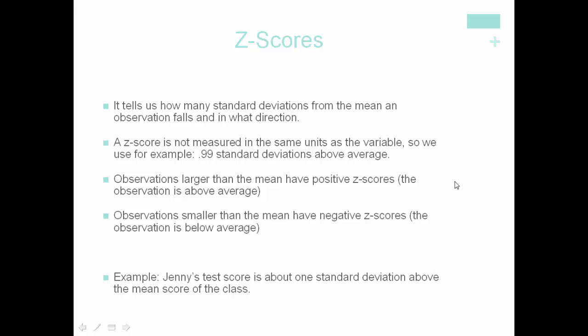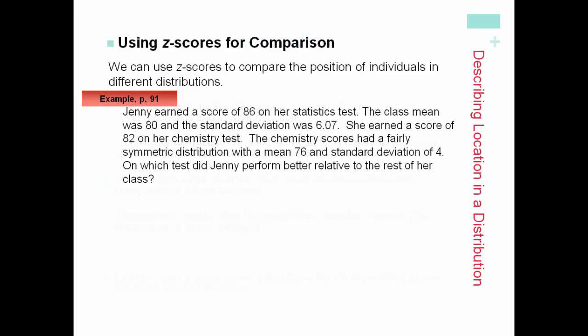What does the z-score then tell us? It tells us how many standard deviations from the mean an observation falls and in what direction. A z-score is not measured in the same units as the variable, so we say, for example, 0.99 standard deviations above average. Observations larger than the mean have positive z-scores, which means the observation is above average. Observations smaller than the mean have negative z-scores, which means the observation is below average. In our example, Jenny's test score is about 1 standard deviation above the mean score of the class.